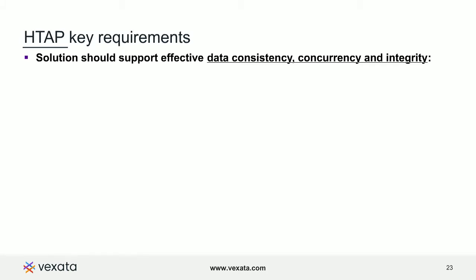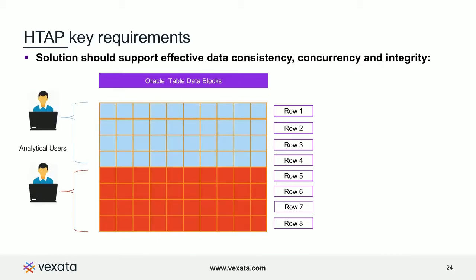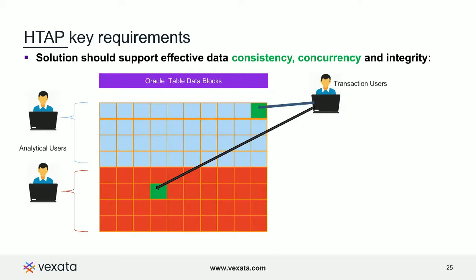The HTAP solution should support effective data consistency, concurrency, and data integrity. So what do we mean by consistency, concurrency, and integrity? Let's consider this example. We have an Oracle table with 8 rows with a few data blocks in each row. Consider analytical user 1 comes and scans all data blocks in rows 1 to 4. At the same time, analytical user 2 scans all data blocks from rows 5 to 8.